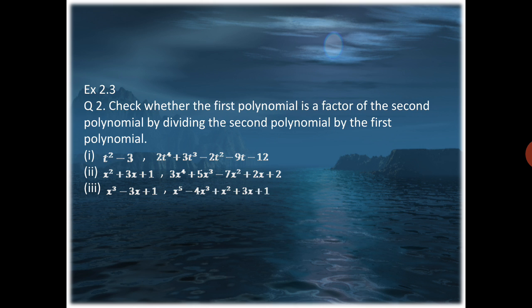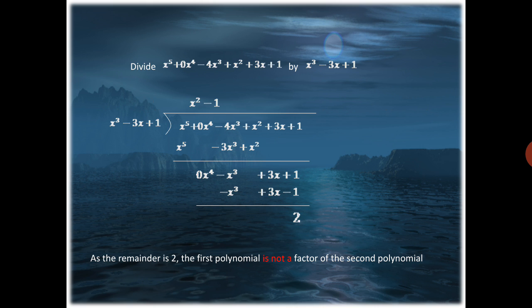Now here we have to check whether the first polynomial is a factor of the second. So to check whether it is a factor, we check the remainder. If the remainder is 0, it is a factor. If it is not 0, the first polynomial will not be a factor of the second polynomial. One example is solved for you. The other two you can try yourself. So the example is now flashed.